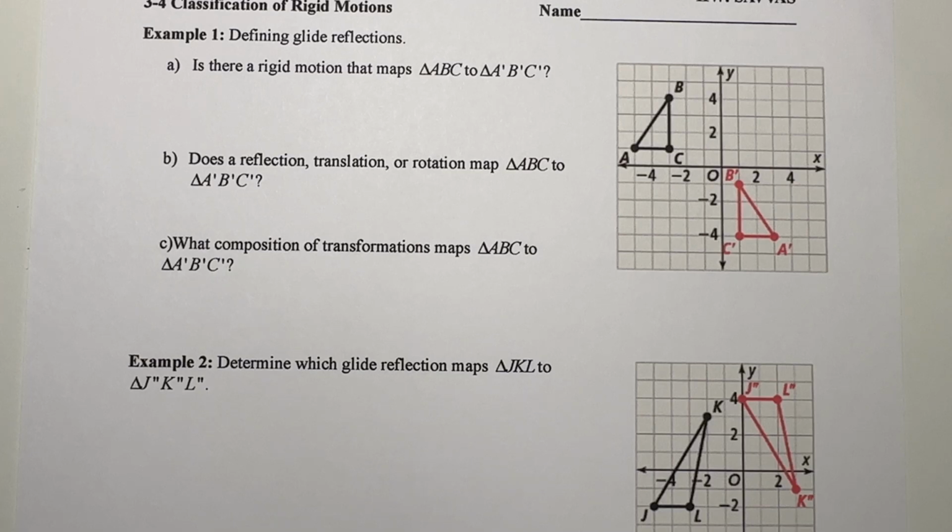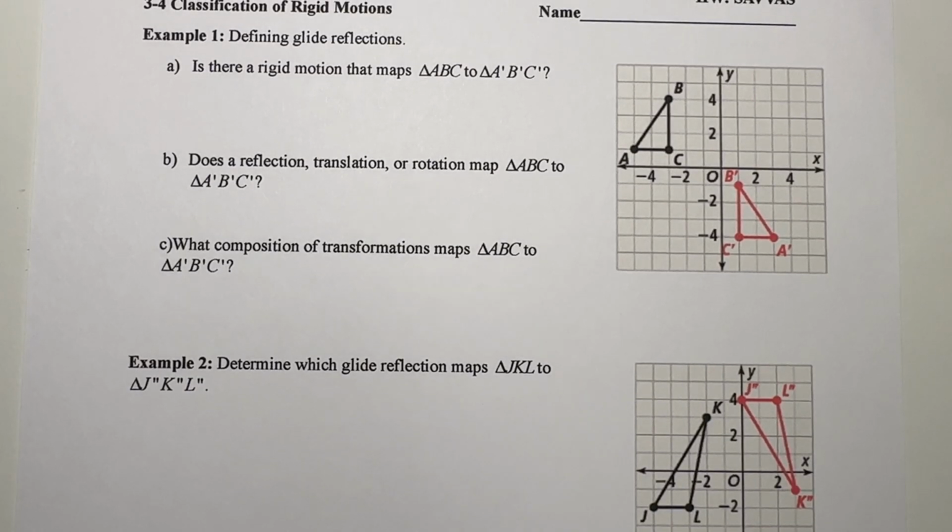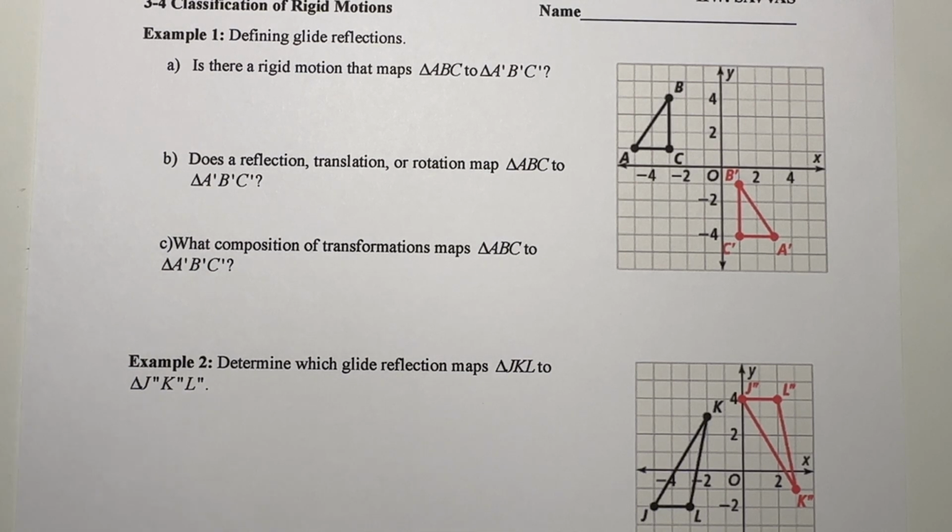Okay, so first thing it says is defining a glide reflection. So a glide reflection is a combination of a reflection and a translation, or a translation followed by a reflection. So it's that combination of two ideas. So if you have two reflections, that's not a glide reflection. If you have two translations, that's not a glide reflection. It has to be that combo.